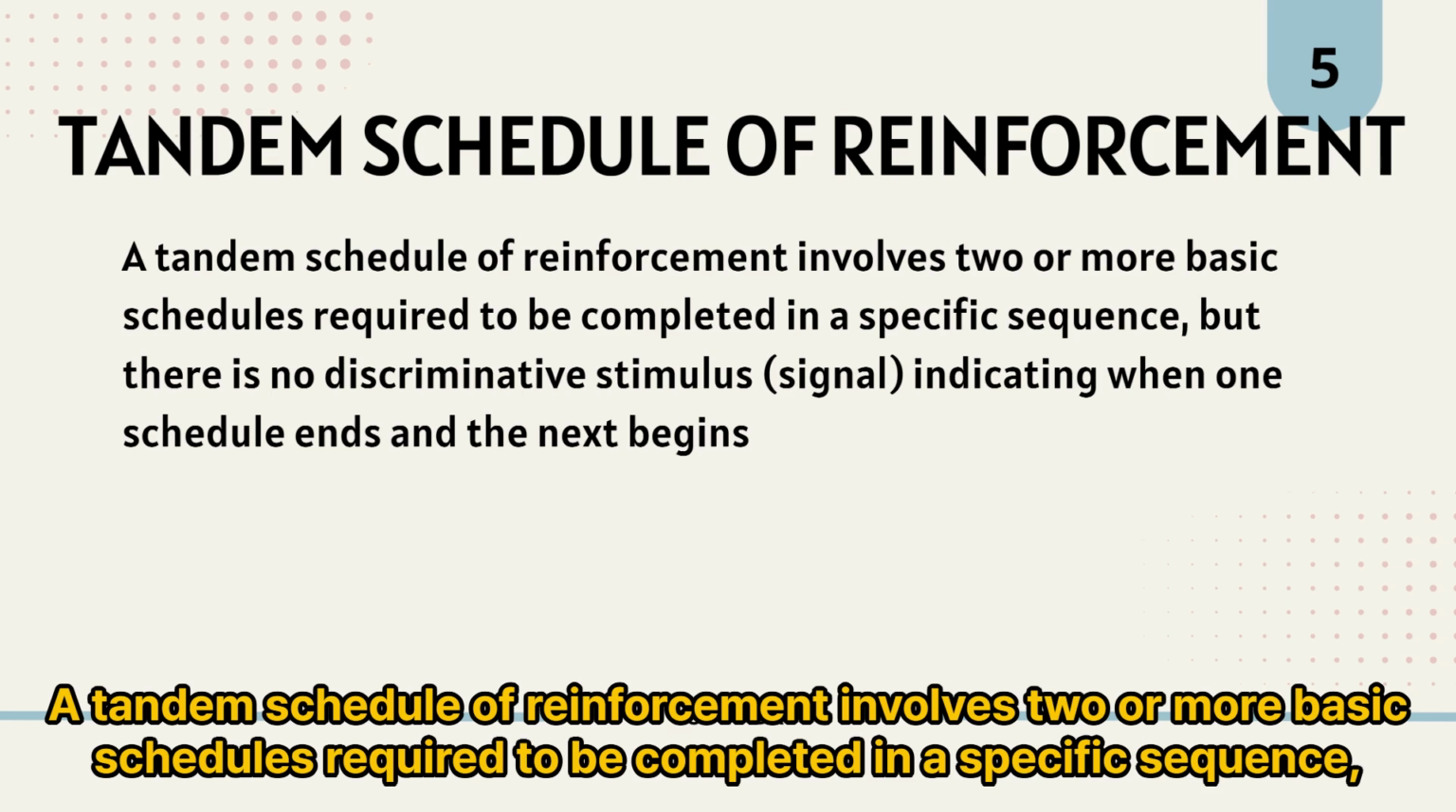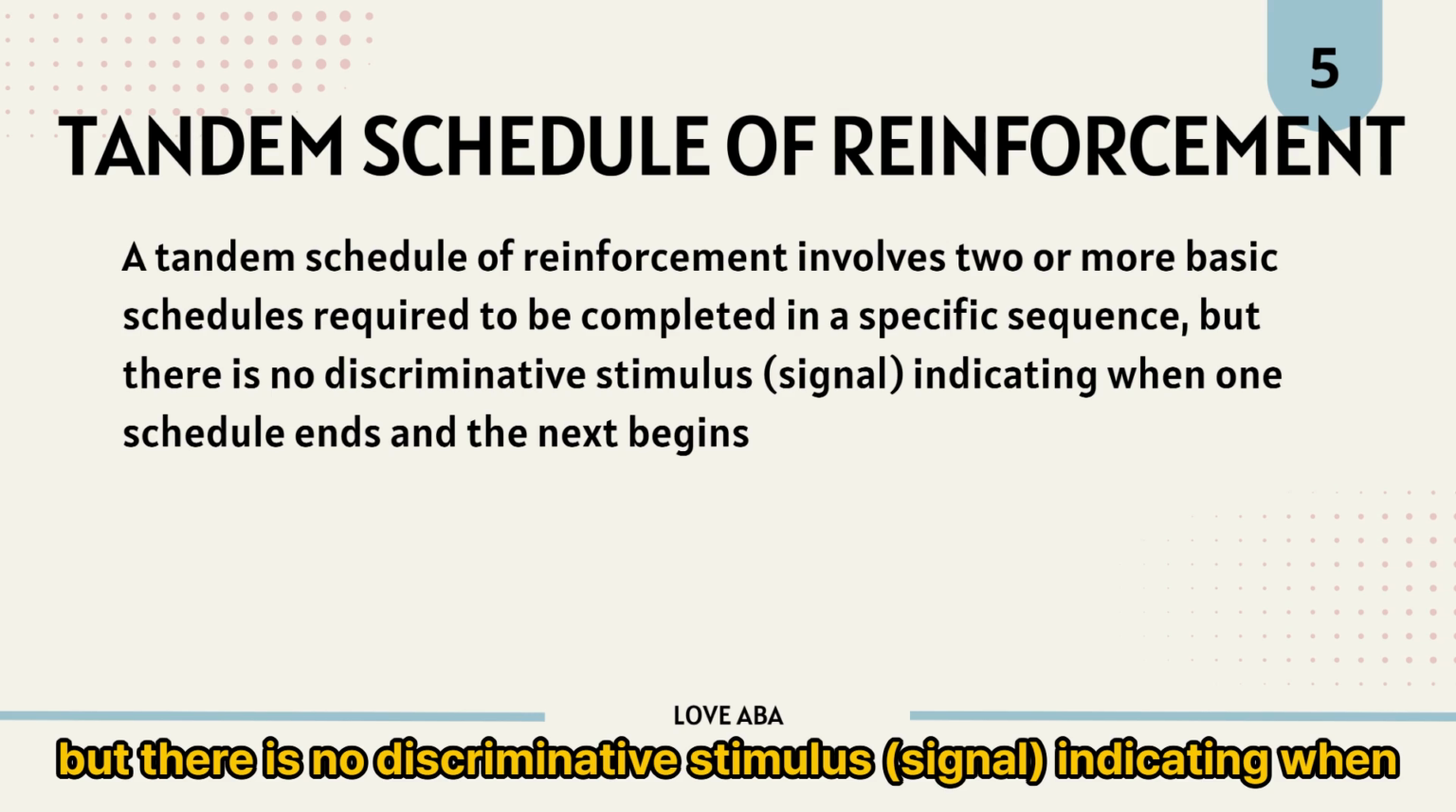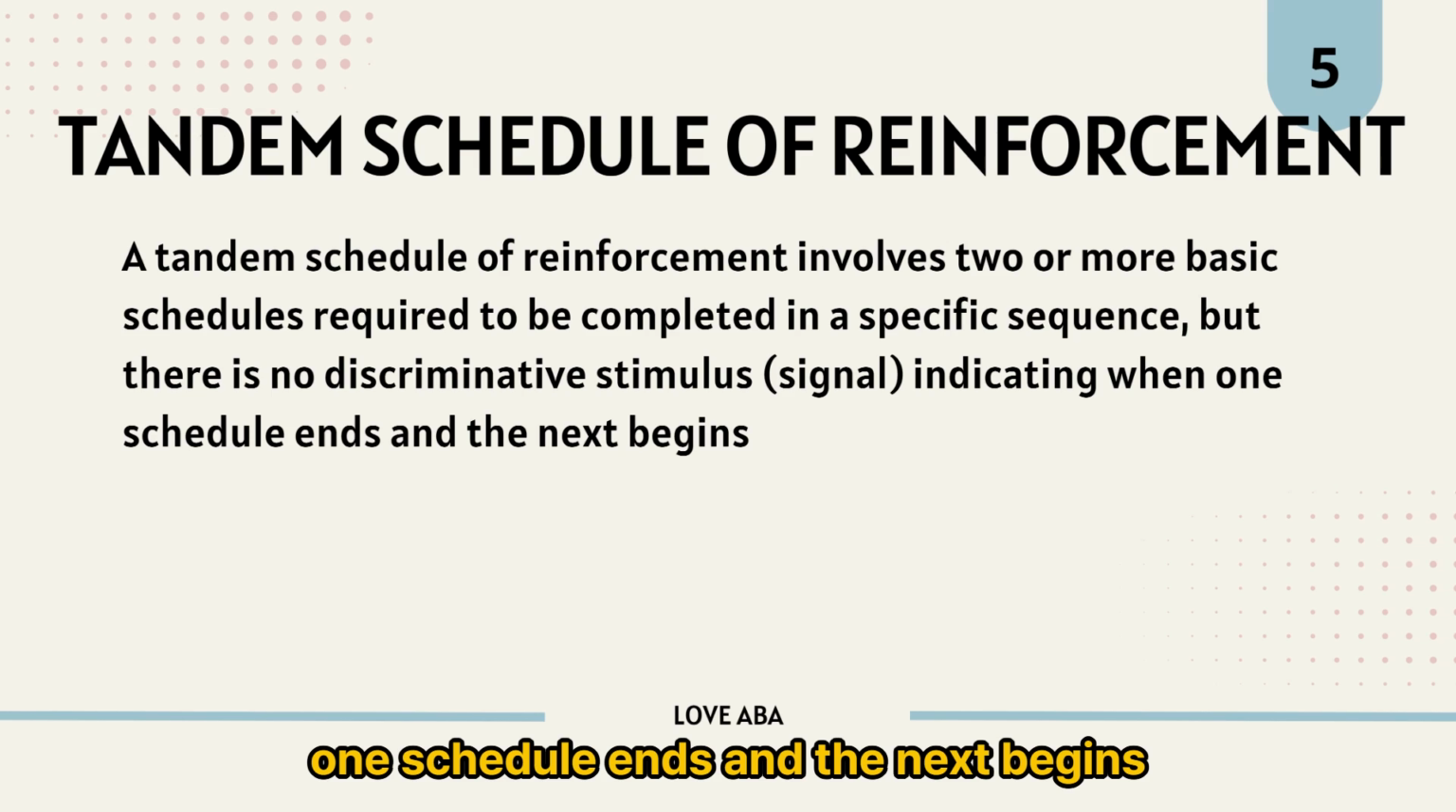A tandem schedule of reinforcement involves 2 or more basic schedules required to be completed in a specific sequence. But there is no discriminative stimulus signal indicating when one schedule ends and the next begins.